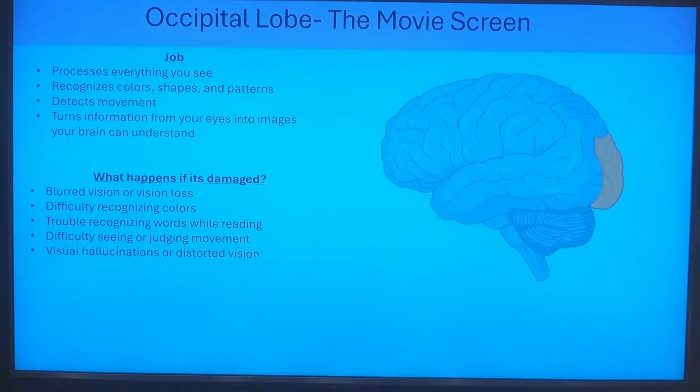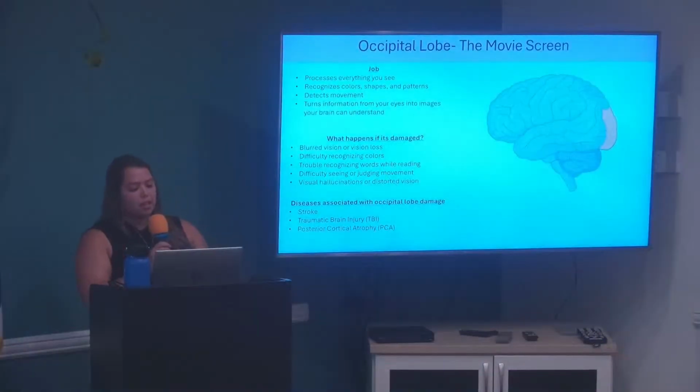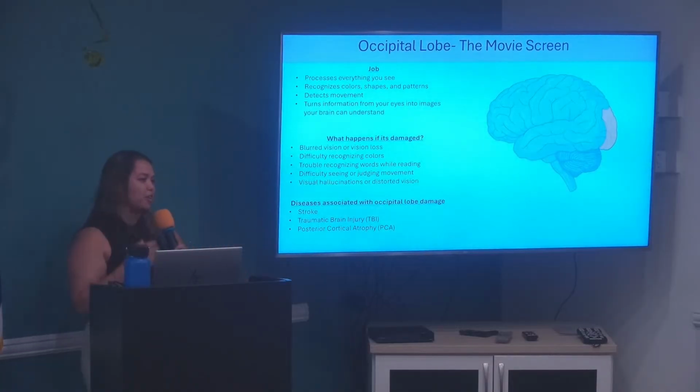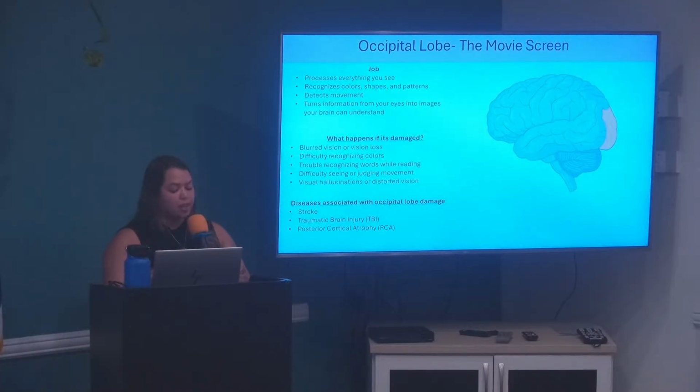And then trouble recognizing people, words, objects, seeing movement even. And a lot of times in very specific neuropsychiatric conditions, you start to get those hallucinations, and your occipital lobe is firing during that time. So things like stroke, traumatic brain injury, and then this really long word, posterior cortical atrophy, that is a disease that attacks the back of the brain. So that's what our occipital lobe does.